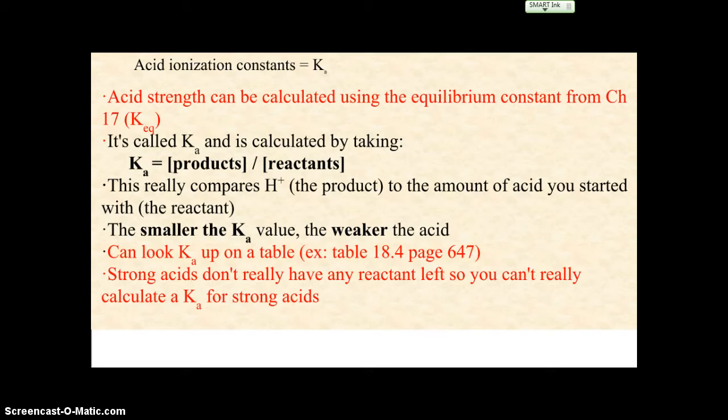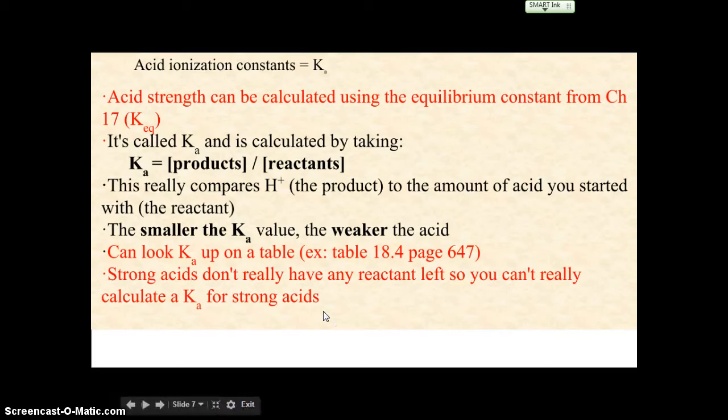So if you get a high number, something bigger than 1, that would mean it's actually a strong acid because there's a lot of product being formed. So Ka values for weak acids are always going to be less than 1 because there's always going to be more of the original acid left and less of the H plus being formed. And the smaller the Ka value, the weaker the acid is. And you can look up examples of Ka values on table 18.4 in your book.